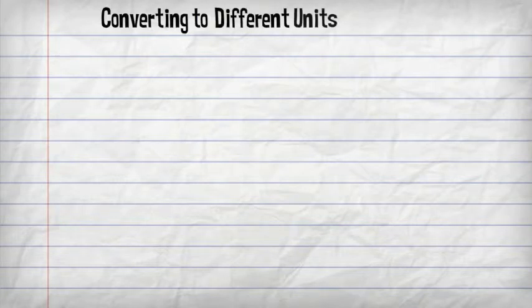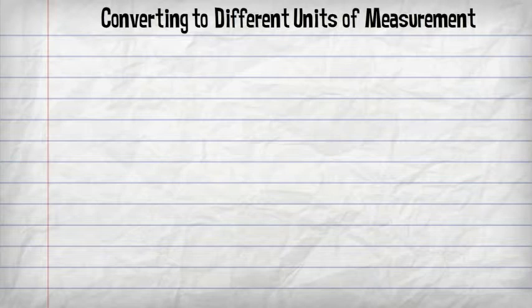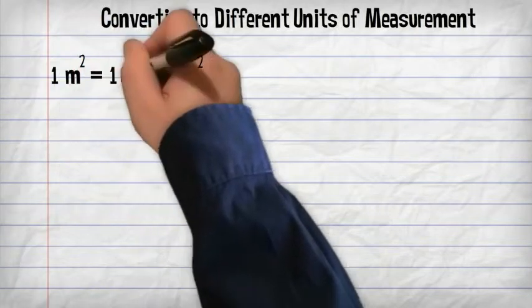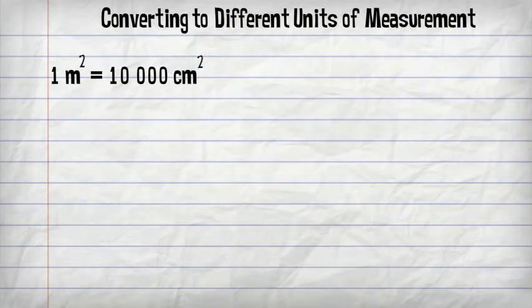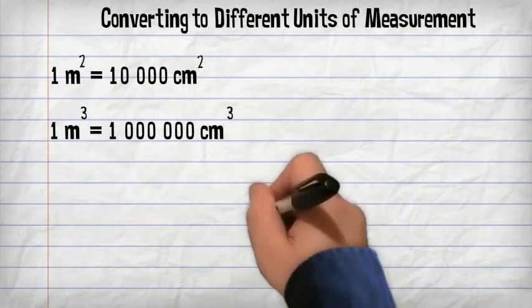Remember that you basically add 2 zeros each time you go to a greater power. For example, since I know that 1 meter equals 100 centimeters, I know that 1 meter squared equals 10,000 centimeters squared. 1 meter cubed equals 1 million centimeters cubed.